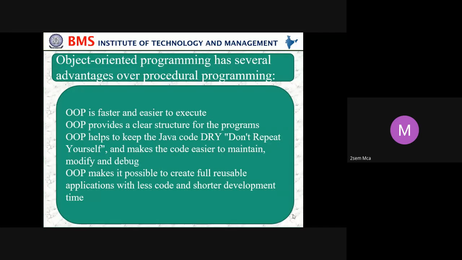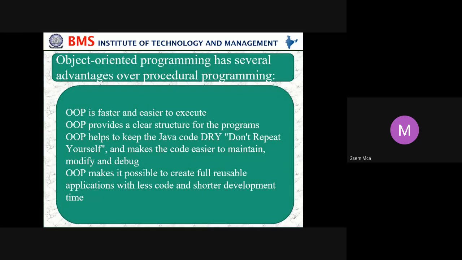So what's the difference between C and C++ generally, or Java? Here C++ and Java both are object oriented, whereas Java is pure object oriented. So then how do we differentiate between procedural and object oriented programming? Object oriented programming is faster and easier to execute and provides a clear structure for the program. OOP also helps to keep the Java code DRY, don't repeat yourself. It makes the code easier to maintain, modify, and debug.